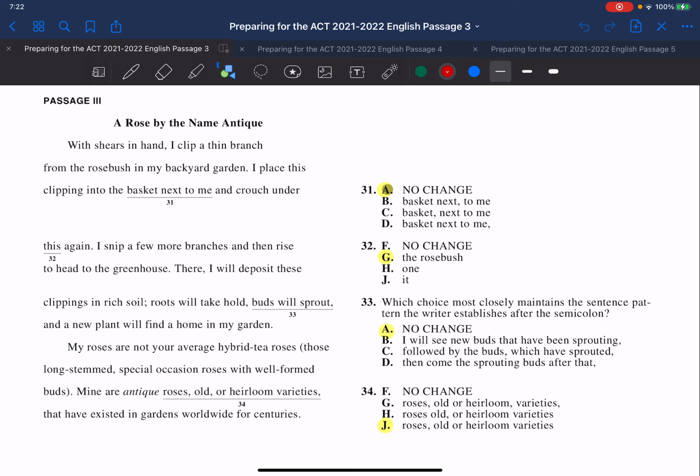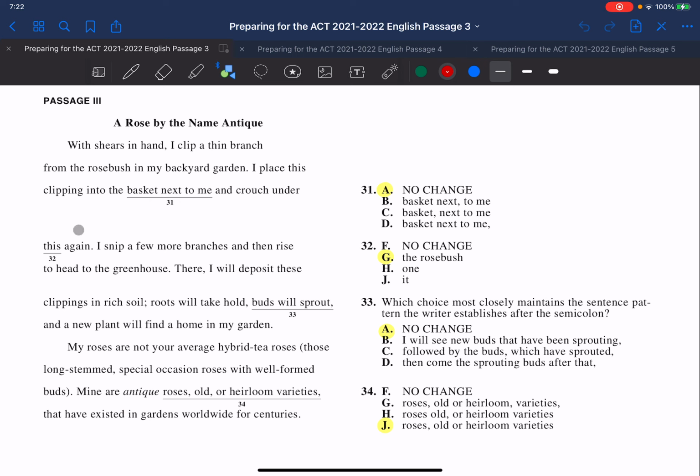So the reason that it's letter A is this is all part of one phrase, the basket next to me. And so we're not going to separate that with a comma. We're just going to keep it all as one phrase and then move on with the rest of the sentence. Because if we did a comma here, that would separate this part right here from the rest of the sentence, but that's still part of it. So that's why the answer is letter A.